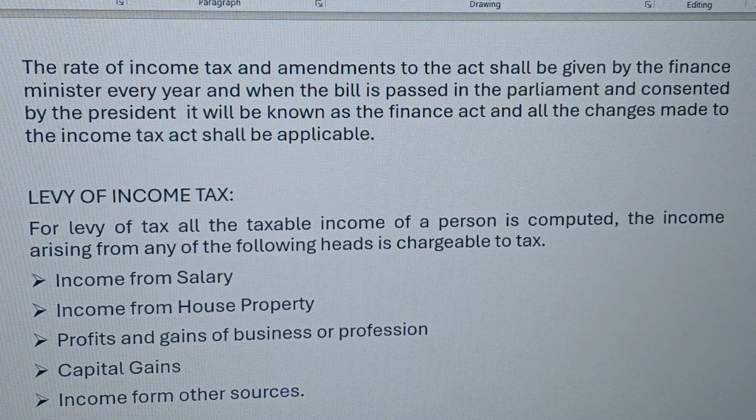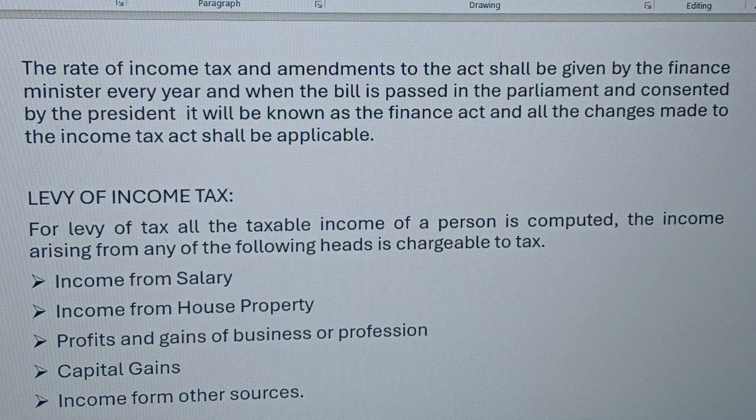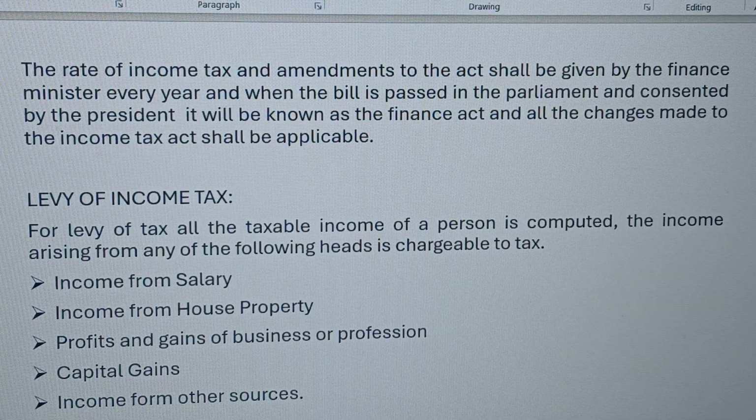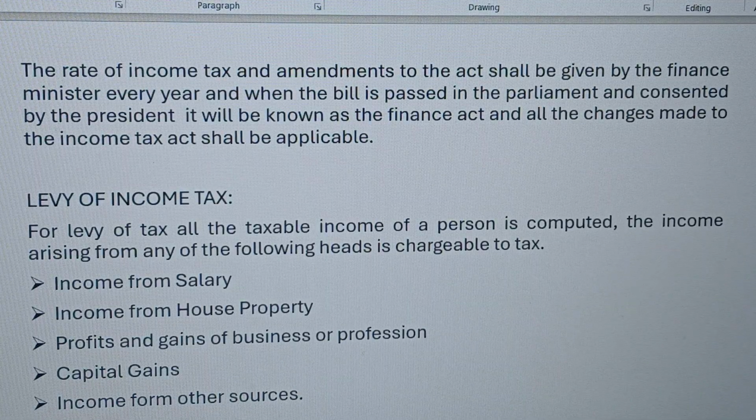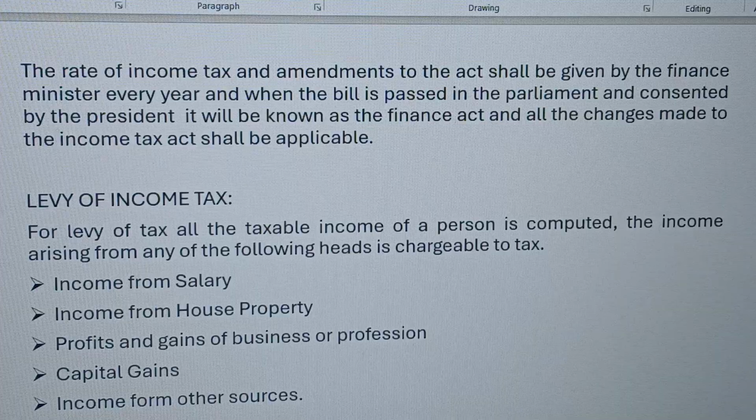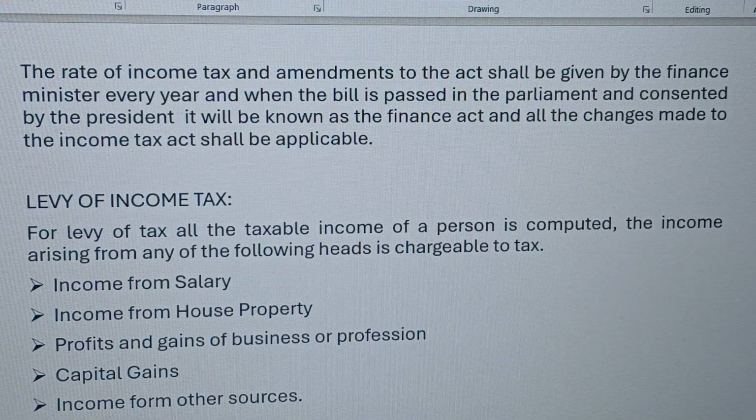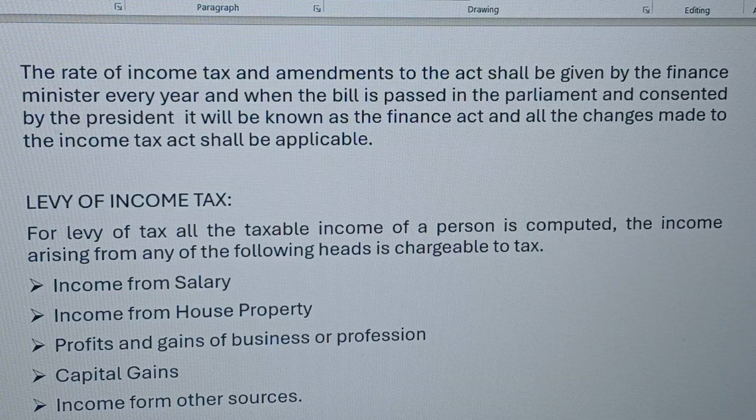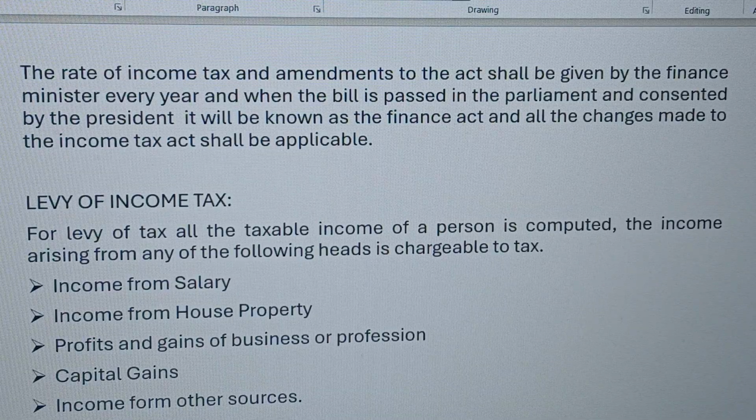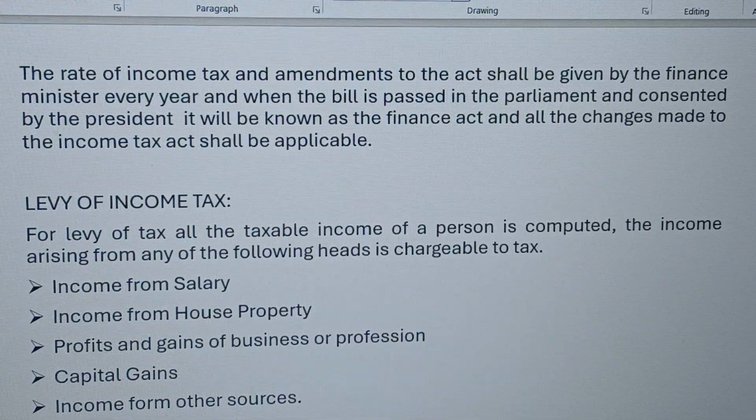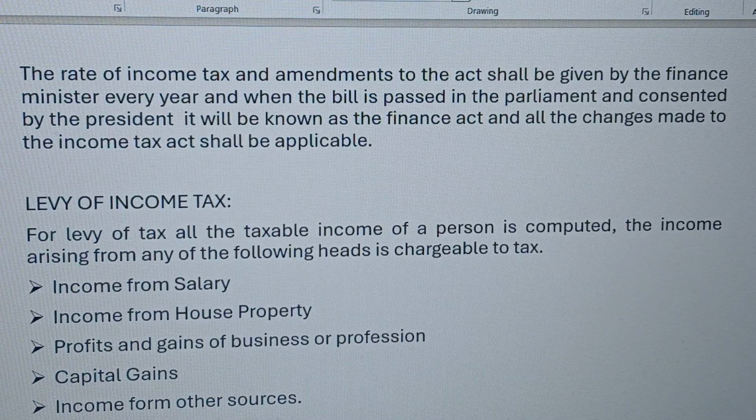In earlier classes, we studied what is income tax, what is tax, what is fees, what is penalty, and the brief history of income tax. In this class, we study the levy of income tax. For levy of tax, all taxable income of a person is computed. The income arising from any of the following heads is chargeable to tax.